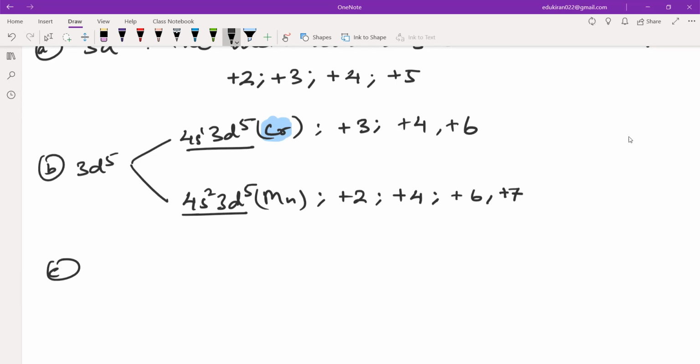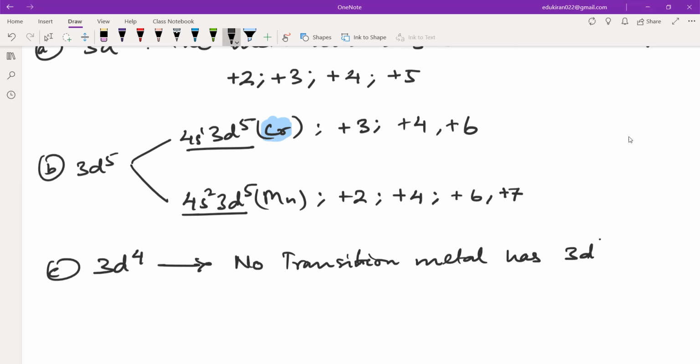Let me write the point. If you have been given 3d4, then you will say that no transition metal has a 3d4 configuration. There is no one with 3d4. Chromium would have been 3d4, but it is 4s1 3d5. That is it.